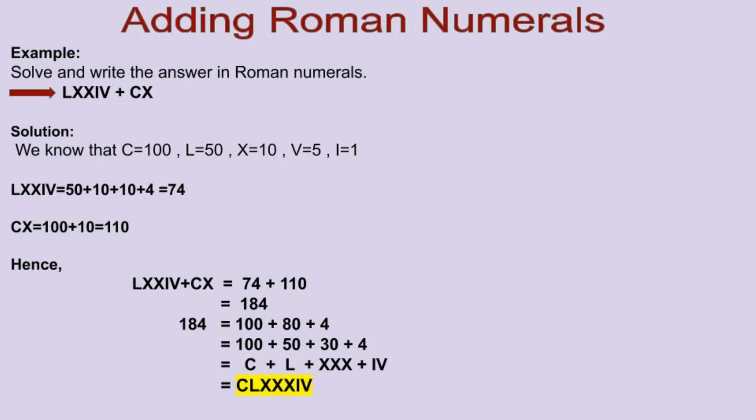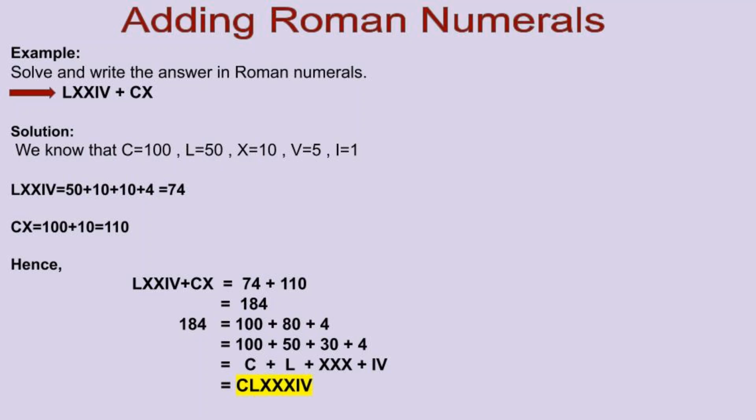Likewise, we need to find the value for CX. Here also the same rule, X is a smaller numeral and it follows a larger numeral C. So the values have to be added. 100 plus 10, 110. Hence, we have to add these two values. 74 plus 110 gives 184. But in the question, solve and write the answer in Roman numerals. So 184 has to be written in Roman numerals.